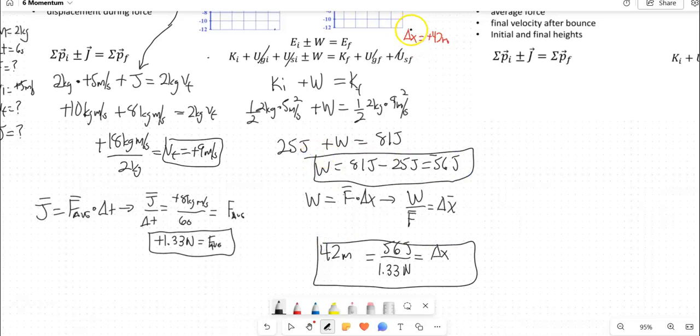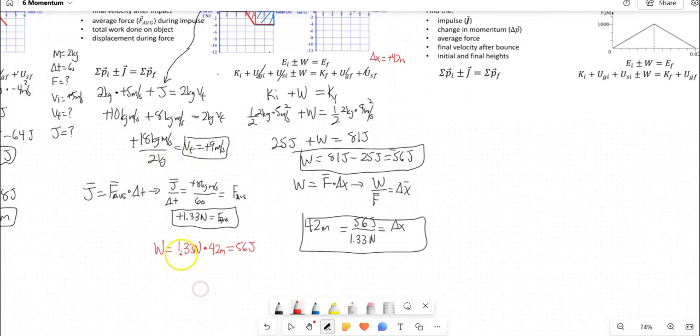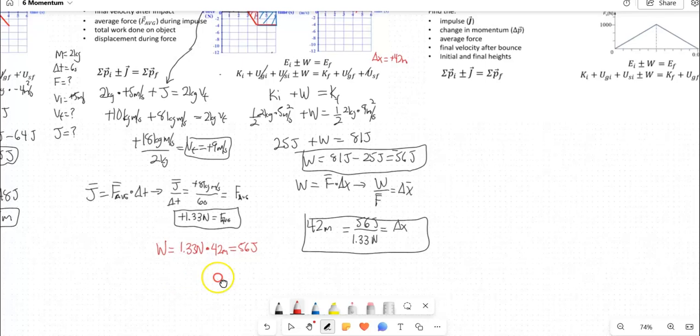If you found that area right there, you could have taken the 1.33 newtons and multiplied it by the displacement, which was 42 meters, and then you would have gotten 56 joules. So there are a lot of ways to do it. Try to do what you can with your regular tools, but also try to learn some new things. Okay?